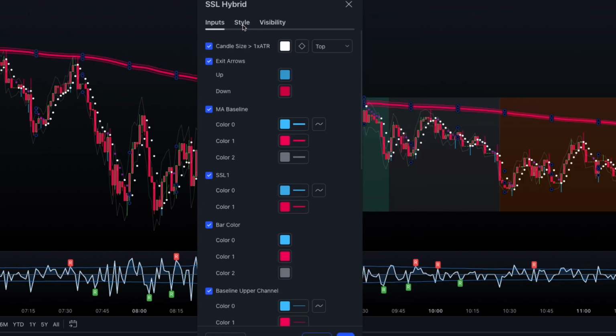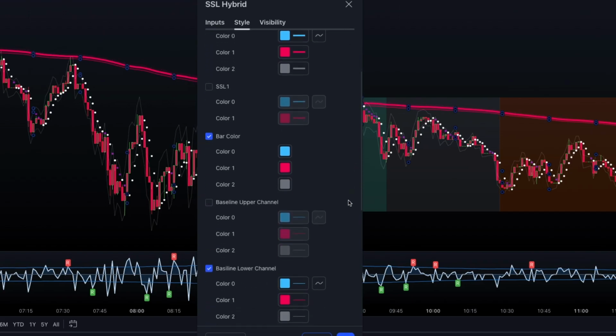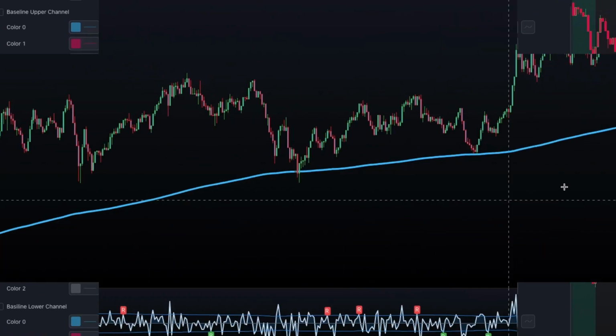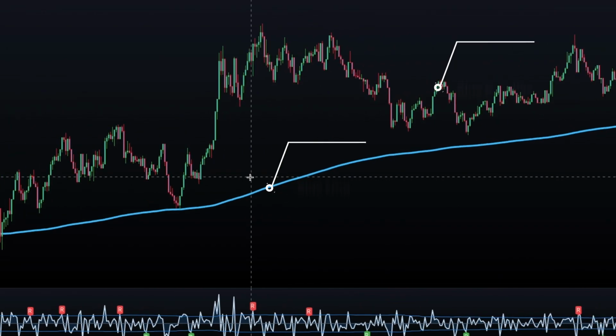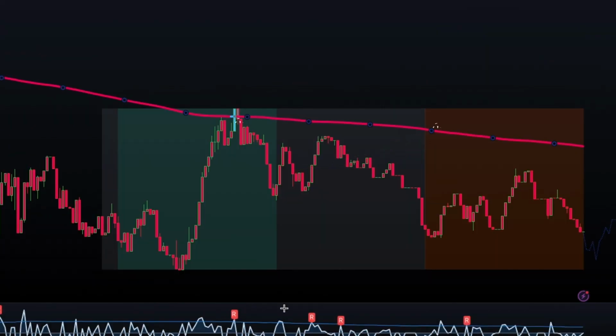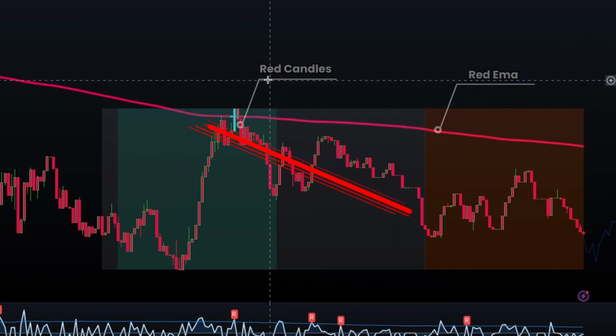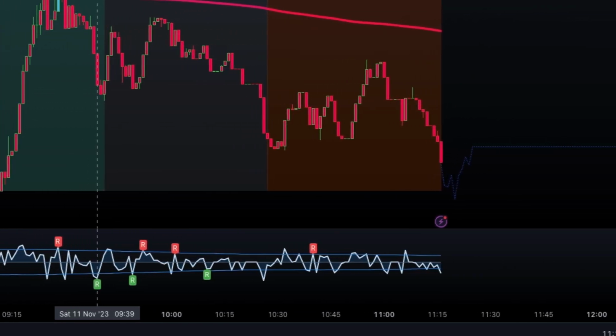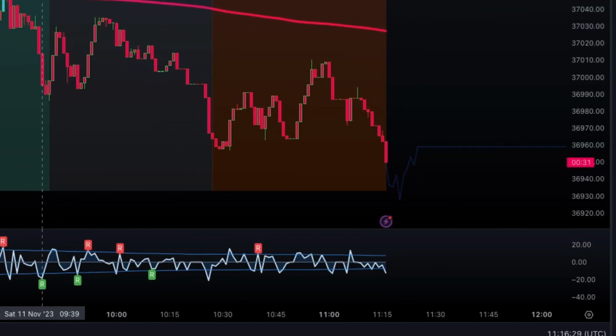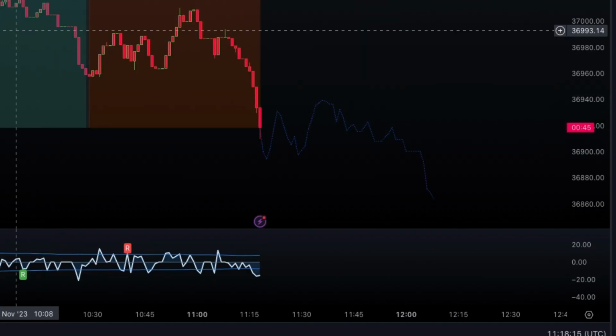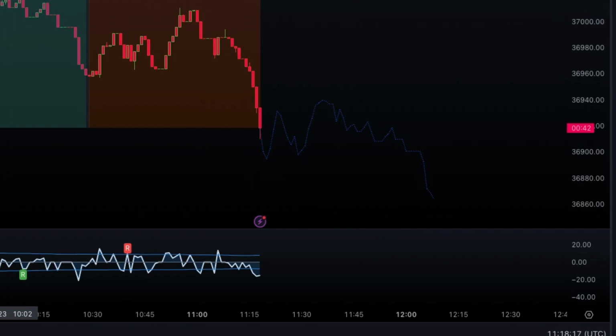Now we need to go to style. In the style, we're going to uncheck everything but the MA baseline and the bar color. Essentially, what this does is it'll print blue candles when you're in a buy, and it'll also print red candles when you're in a sell. For the Volatility Oscillator, when it's above the zero level you have enough volume, and when you're below the zero level you have insufficient volume. And this is our Echo Forecast, which will be our entry signal.